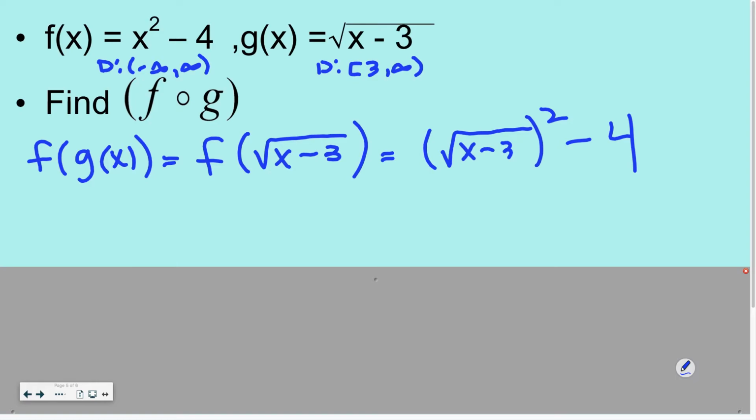Questions before we continue? Our function is x squared minus 4. We replaced the x with function g. So now what happens to the radical and the square? They cancel. So we're left with x minus 3 minus 4, which is really x minus 7.